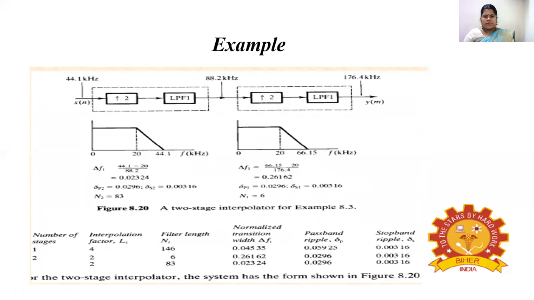Here we have the example for the two-stage interpolator. The number of stages is 2, and the interpolation factor L is 2 for each stage. So two times we have an upsampler by a factor of 2. Then the filter length for one stage is 6, and for the other stage the length of the filter is 83. The transition width is calculated for stage 1, and the transition width for stage 2 is calculated.